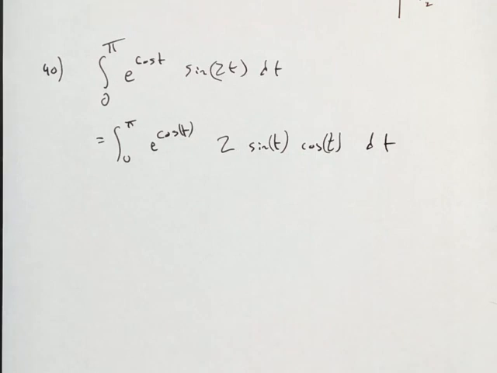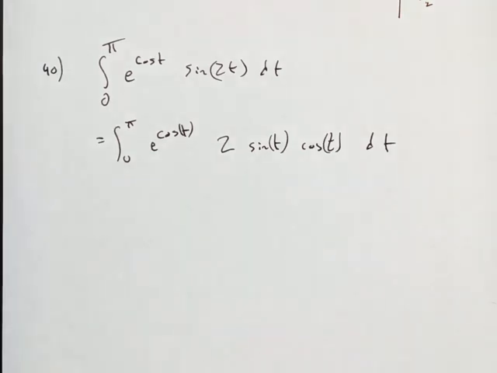Hey, wait a second. Cosine is in this problem twice. Sine's only in this problem once. I see a U substitution staring at me. What U substitution?